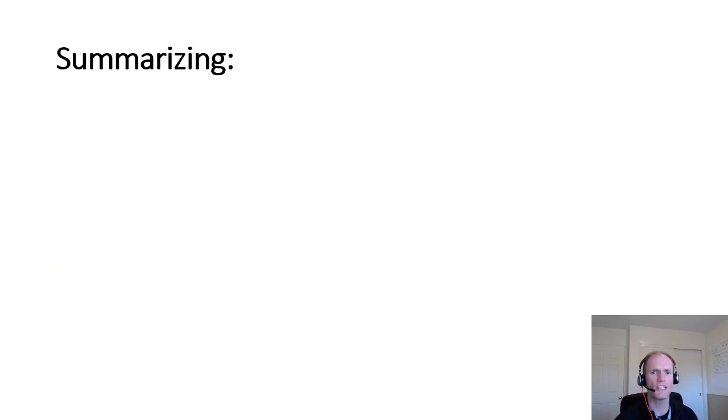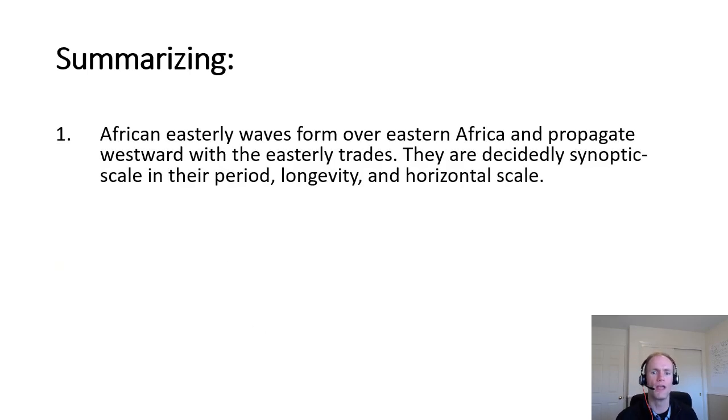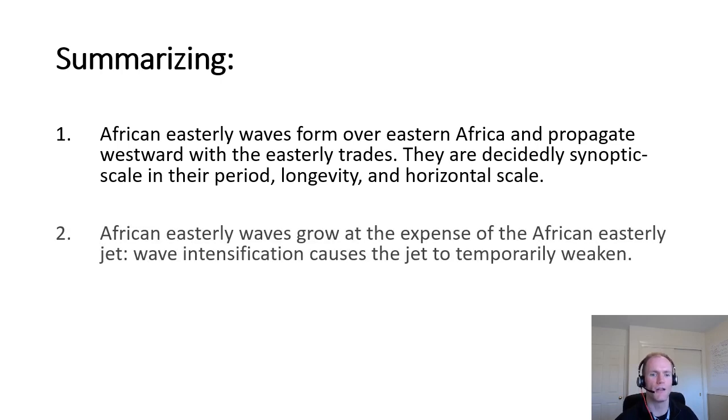So summarizing all of what we've talked about here, our African easterly waves form over eastern Africa and then propagate with the easterly trades. They're decidedly synoptic scale features. Every several days, you get a new wave. They last on the order of a week, perhaps a little bit more, especially if they can form into a tropical cyclone. And their horizontal scale is 1,500 to 2,500 kilometers in extent, so very much on the synoptic scale.